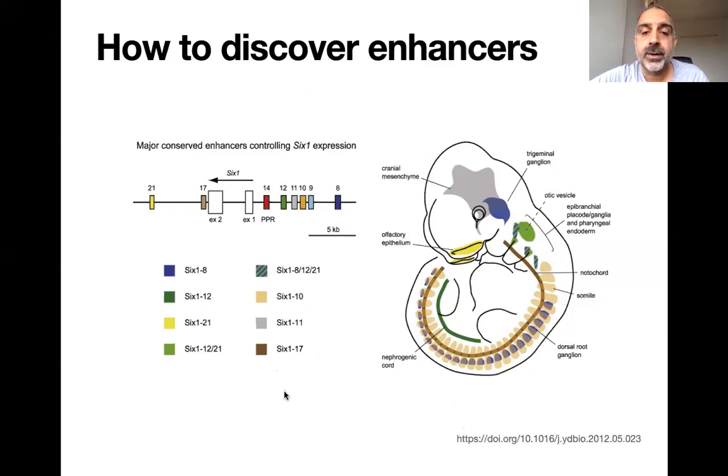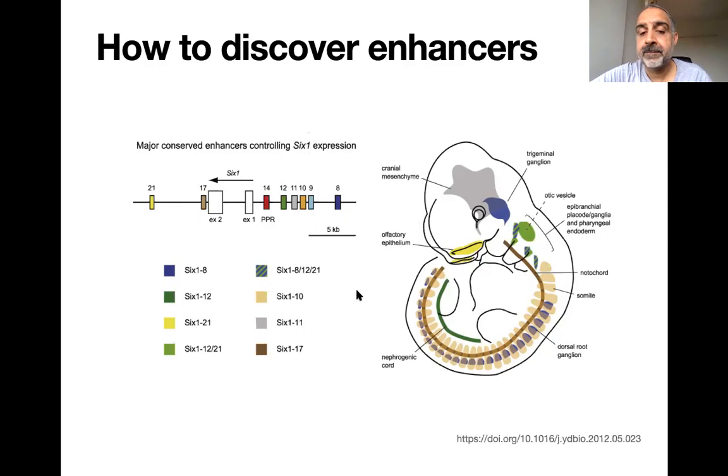And so what Shigeru did was to look at 6-1 expression. 6-1 is a transcription factor. It's involved in various processes during development, and its expression is generally conserved. So it's known that 6-1, for example, is found in what will become the ear. It's found in these structures here called the dorsal root ganglion. It's found in the notochord, and it's found in the olfactory epithelium across vertebrate development.